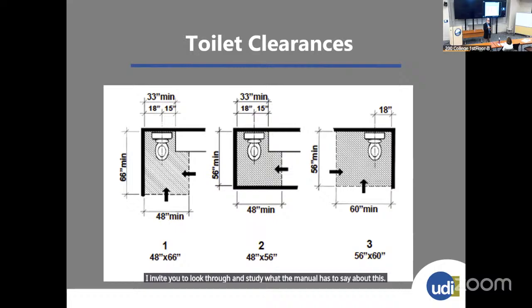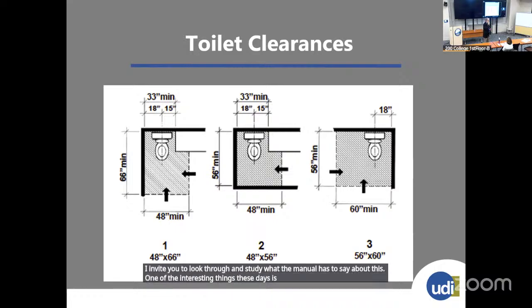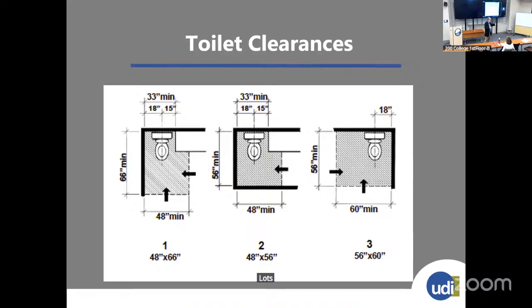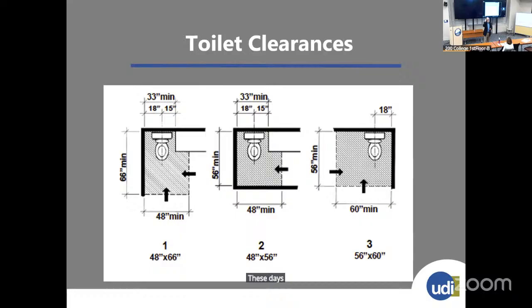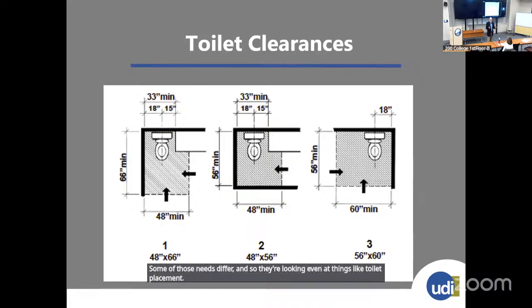One of the interesting things these days is that there's been more research on the aging population than there was back in the 1900s. Back then, there was lots of anthropometric research on people who use wheelchairs. Lots of that happened, in part to inform all the codes and standards we have now. These days, they're looking at older adults, and it turns out some of those needs differ. And so they're looking even at things like toilet placement and space needed around toilets with fresh eyes.